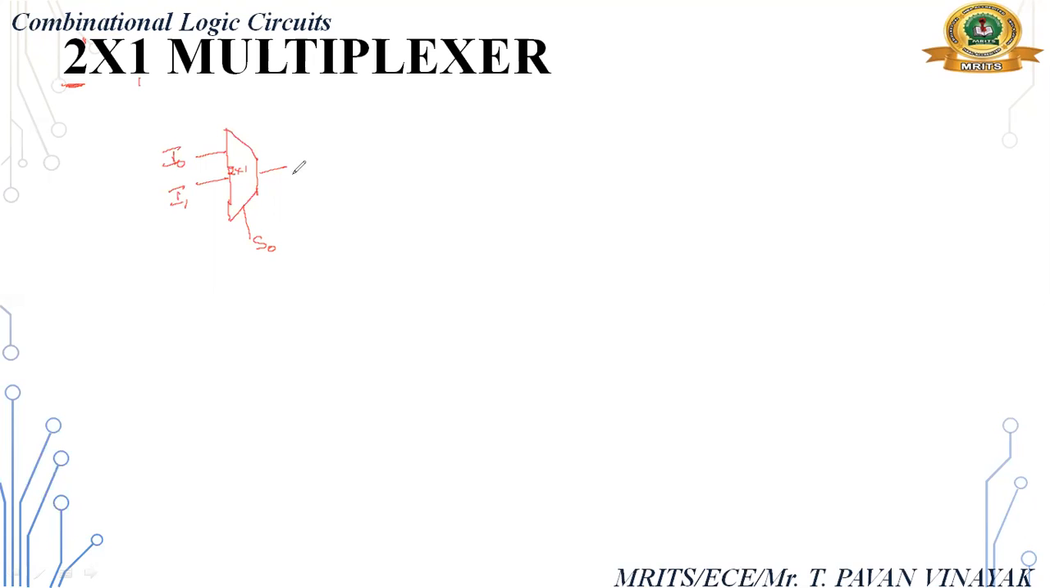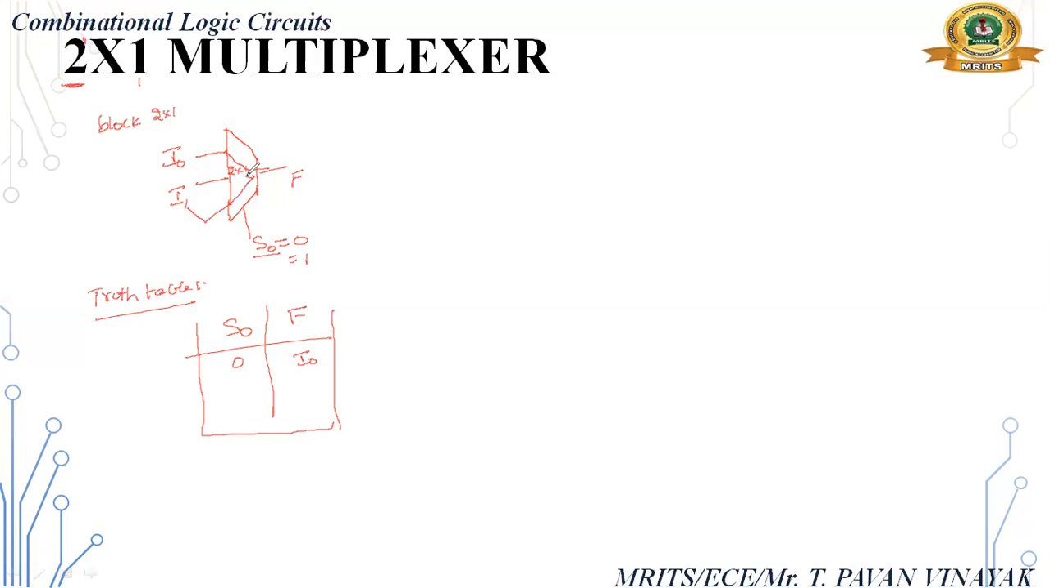This is the truth table. Now let us find out the, this is the block diagram of 2 by 1. Now truth table. Second one is truth table. So we have input S naught and output F. Okay. So if S naught is equal to 0 means I naught is output. Okay. If S naught is equal to 1 means I1 is output.